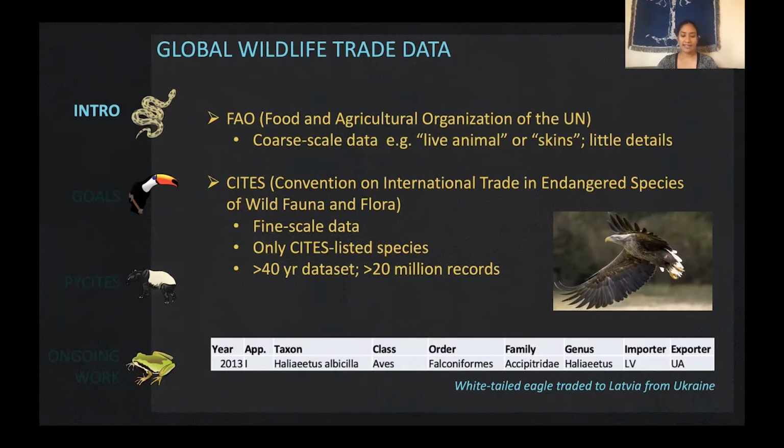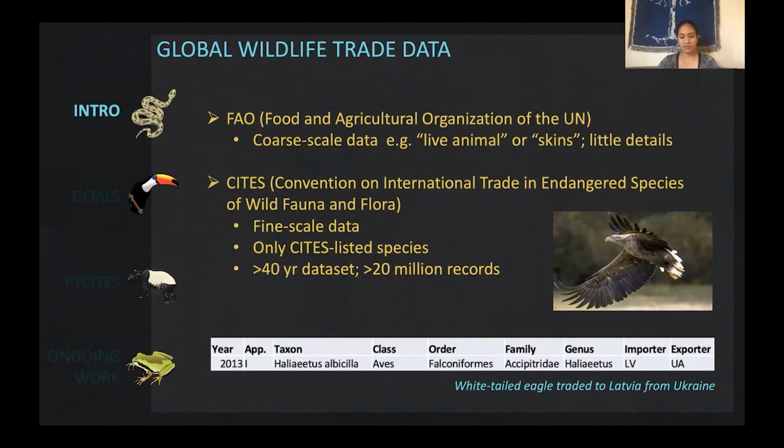On the other hand, CITES, which is the Convention on International Trade in Endangered Species of Wild Fauna and Flora, has fine-scale data which specifies which species is being traded. It has over a 40-year data set with more than 20 million shipment records. These can be downloaded from the online database in CSV format.